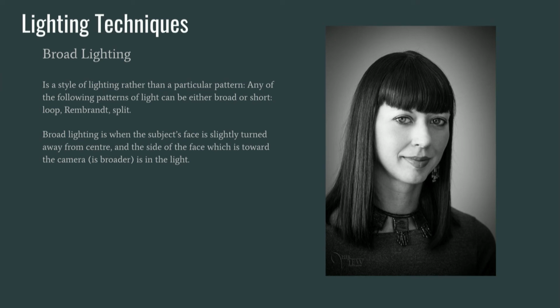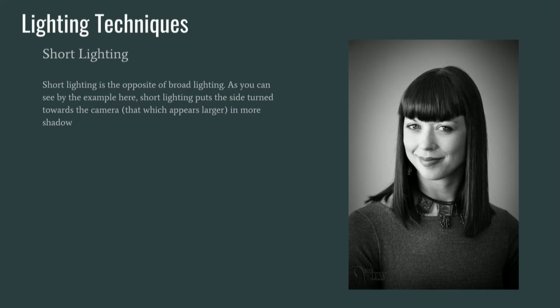Broad lighting is when the subject's face is slightly turned away from the center and the side of the face which is toward the camera, the broader side, is in the light. So basically it would be something like that. This is broad lighting. I'm turned towards the light and away from the camera a little bit, and that's creating a broad light.